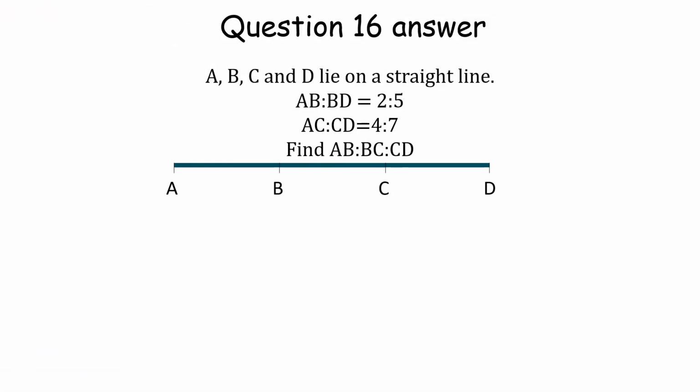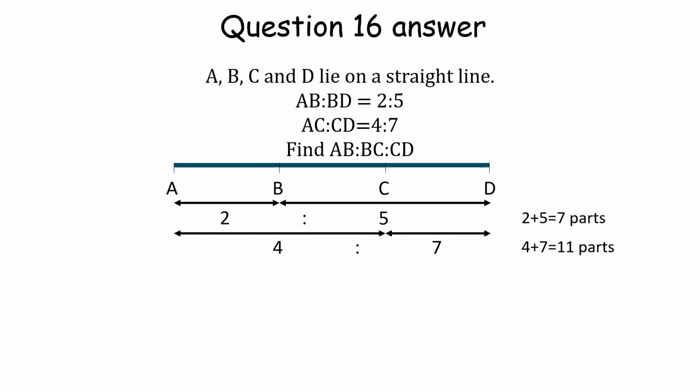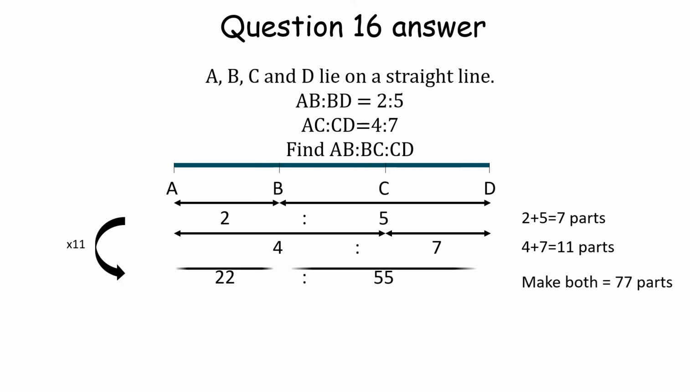Question 16. AB to BD is 2 to 5 and AC to CD is 4 to 7. The easiest way to do this is to draw a line and write the ratios underneath. We need to make their total parts for the two ratios the same, so multiply 2 and 5 by 11 to make the total parts 77. We then multiply 4 and 7 by 7 to make their total parts also 77.